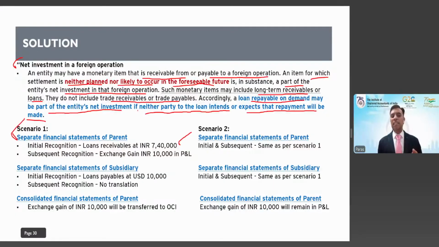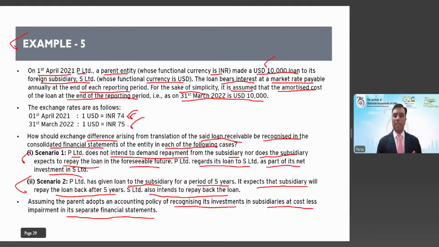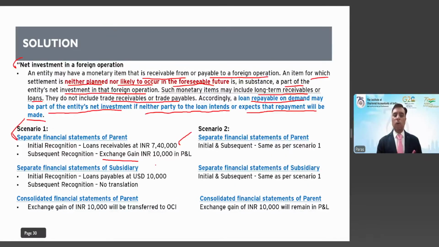Now, since this loan is a monetary item, right? Although this loan has taken a color of investment only for the purpose of accounting in the consolidated financial statements, this loan is monetary in nature and hence it is required to be remeasured at the rate of the reporting date, right? So on the reporting date, $1 is equal to 75. So the holding company is required to recognize a gain of 10,000 rupees, which will be disclosed in the P&L account, right?